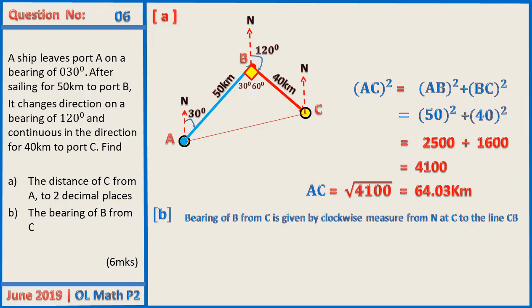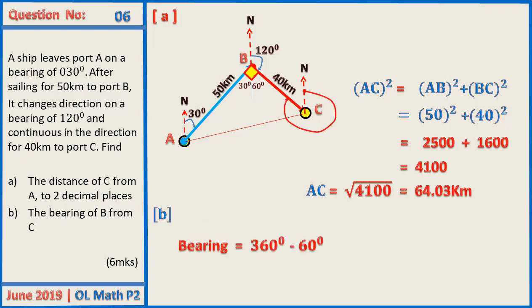The B part of the question, find the bearing of B from C. So our starting point is now at C. The bearing of B from C will be the clockwise angle made with the north at C to the line BC. And that is the angle indicated.